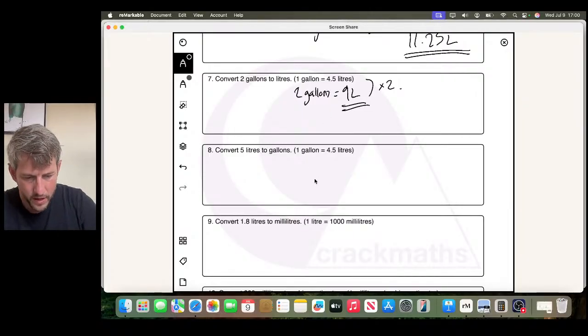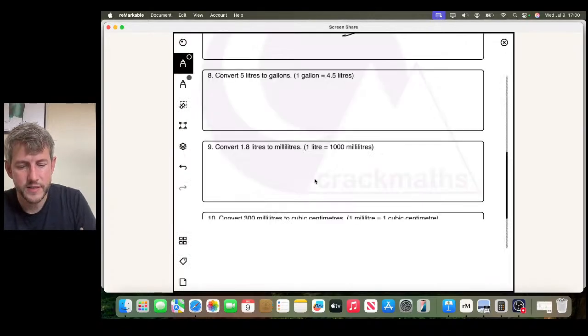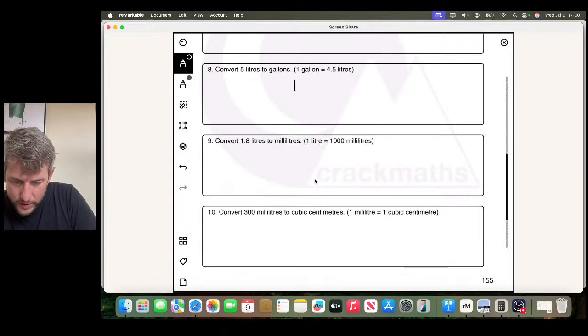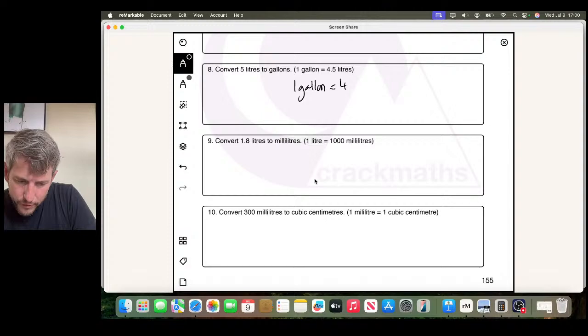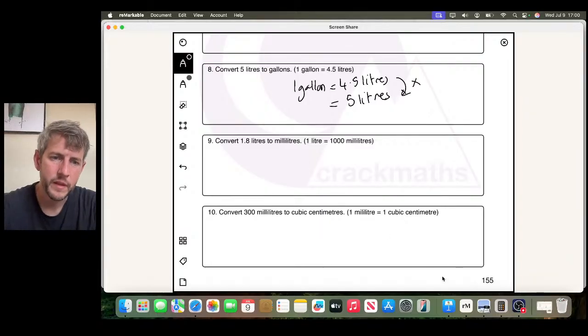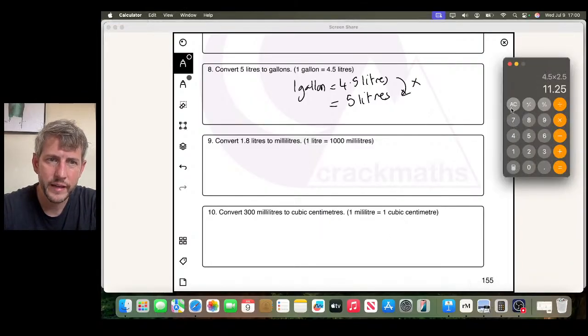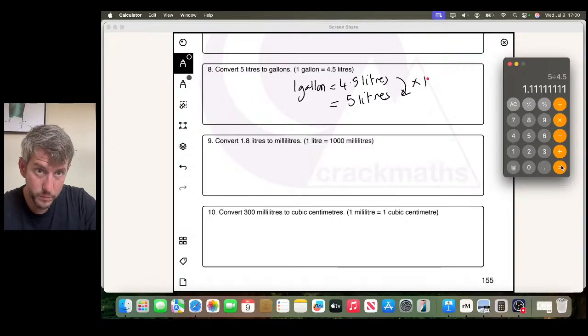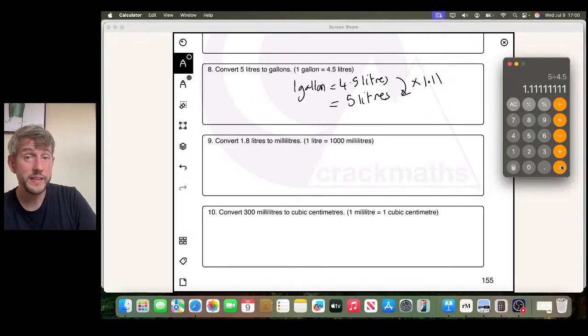Right, here we go. Convert 5 litres to gallons. Okay, this one's a bit tricky. So 1 gallon equals 4.5 litres. What we want is 5 litres. Okay, so what 4.5 times what gets us to 5? Now remember, we can just do the reverse calculation on the calculator. So we get 5 divided by 4.5 equals 1.111. 1.11. And it's 2 decimal places thereafter, so we'll leave it at that. So that means that'll be 1.11 gallons.